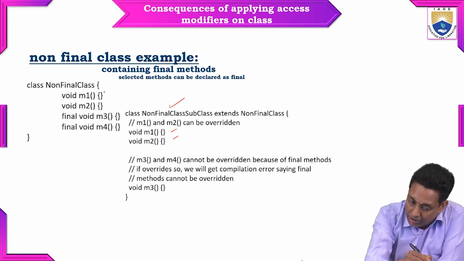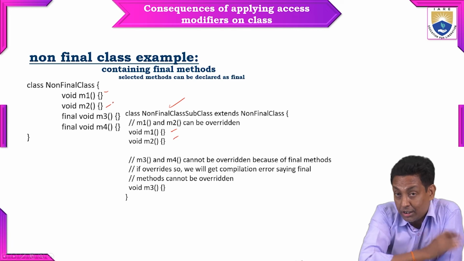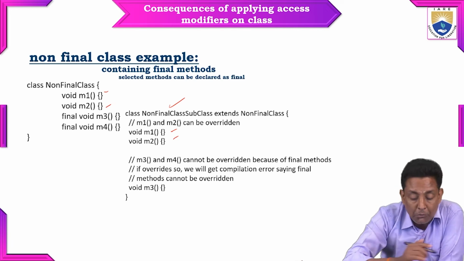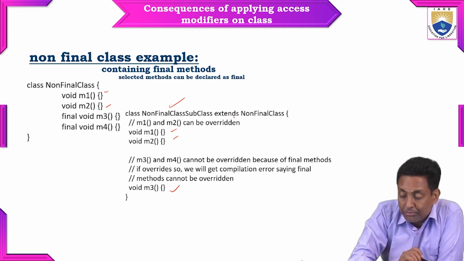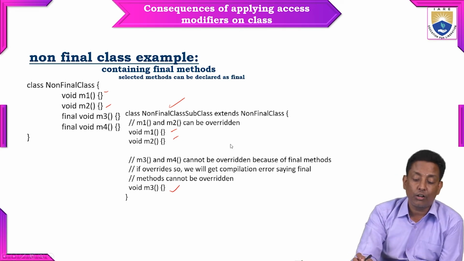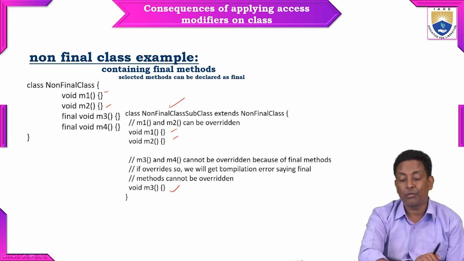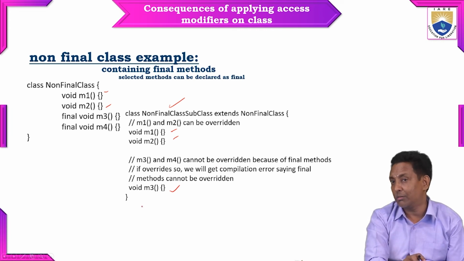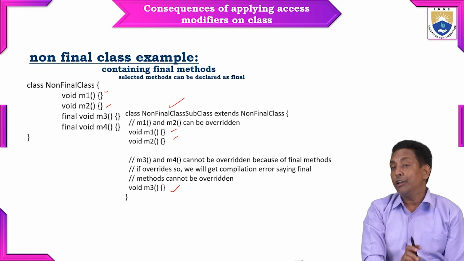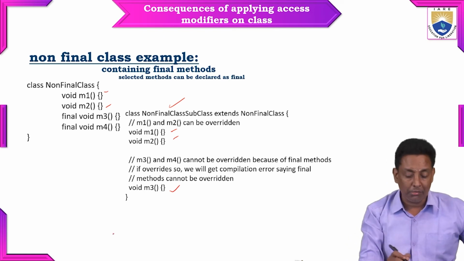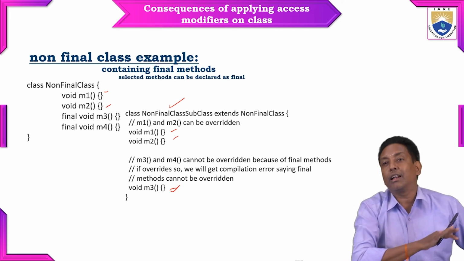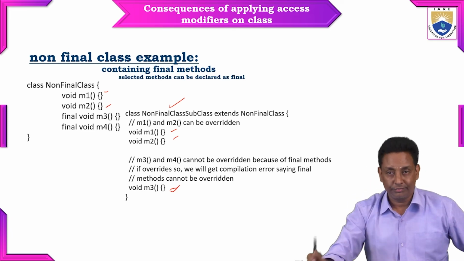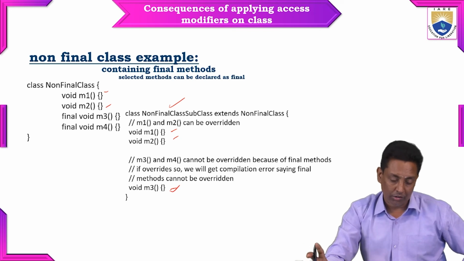It can override M1 and M2. That is optional. But coming to M3 and M4, if the subclass tried to override M3 and M4 methods, they cannot be overridden because they are final methods. If you try to override final methods in a subclass, what happens? We get a compilation error saying that final methods cannot be overridden.